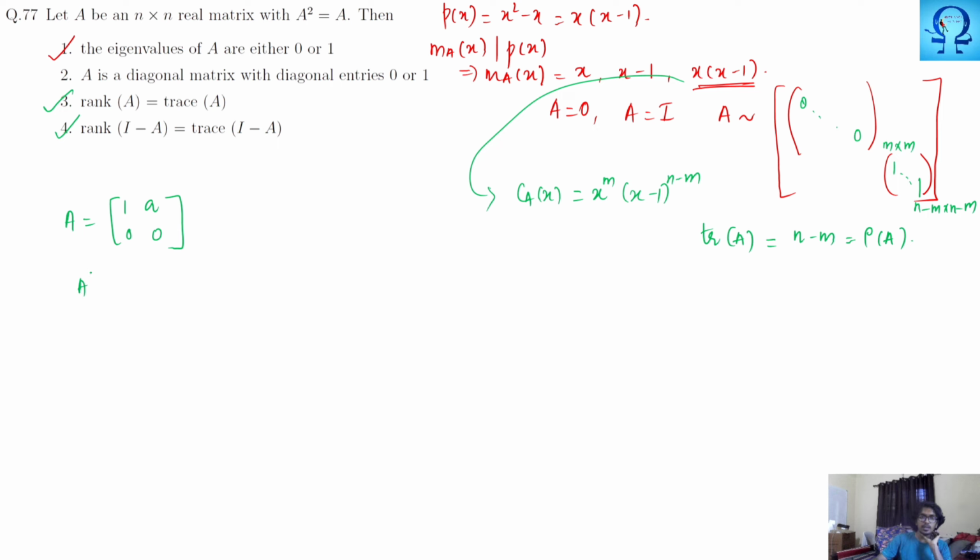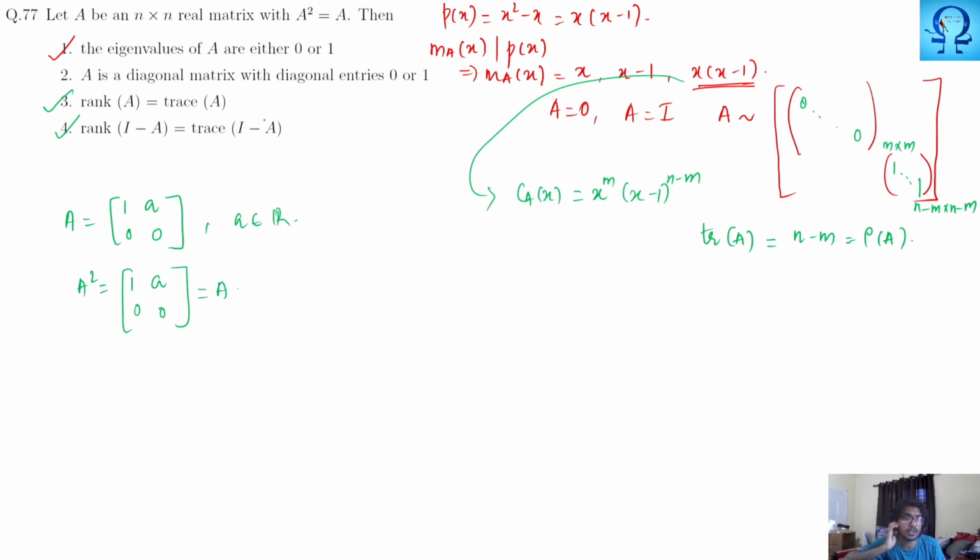okay, what is A square? It is (1, a) with this (1, 0), so that gives you 1. (1, a) with this (a, 0), it is a. (0, 0) with (1, 0), and (0, 0) with (a, 0), 0. So A square you are getting it as A. This a can be any real number. I don't impose anything on it. This can be any real number.